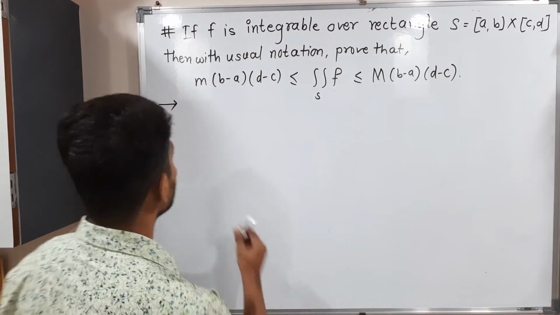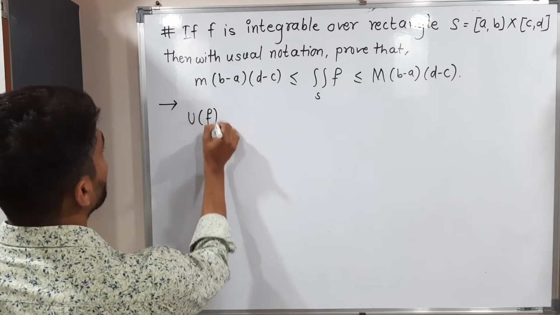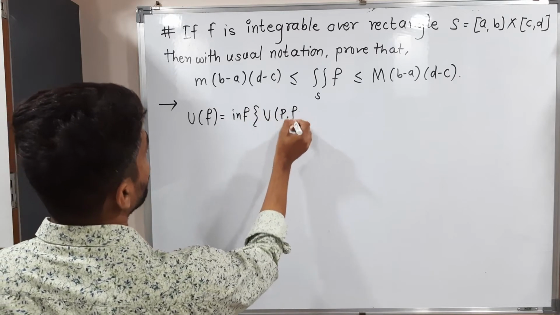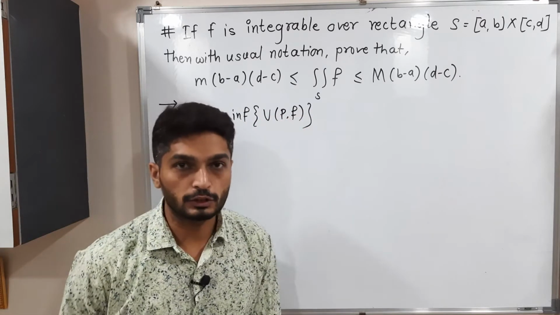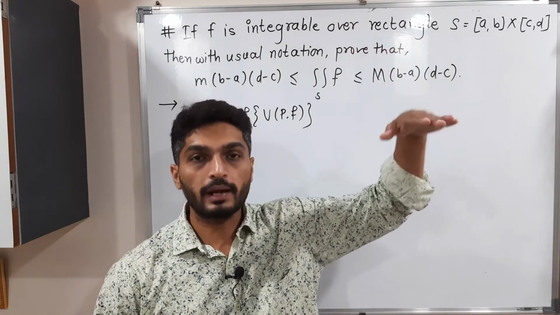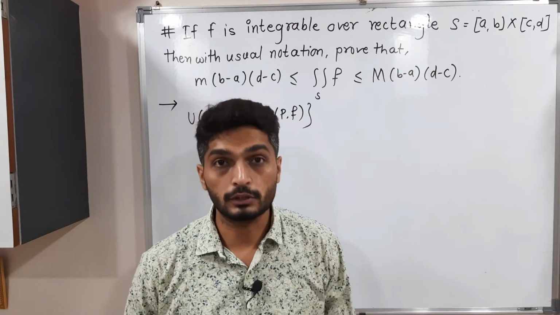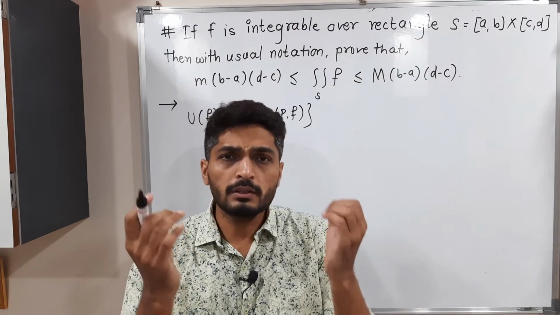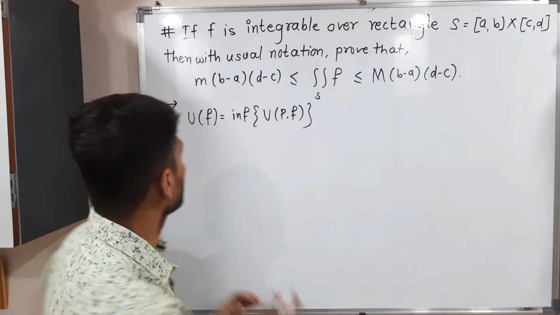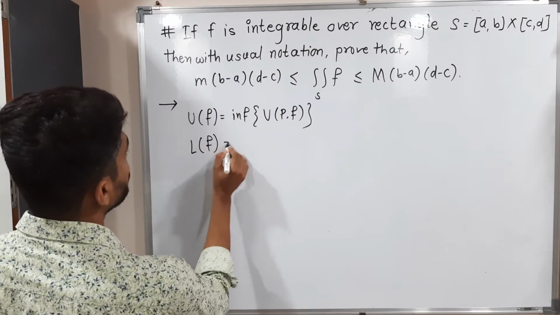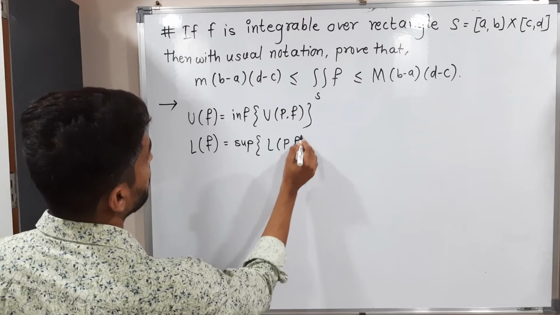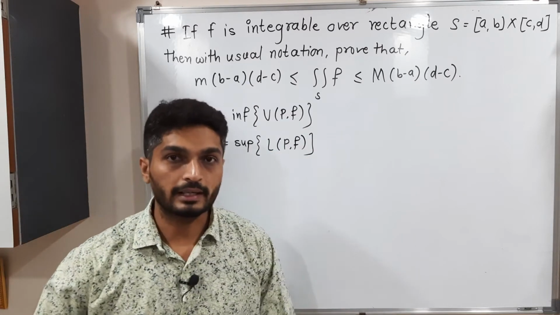Okay, so the next one is UF. That means the infimum of UPF, where P is any partition of rectangle R. So we have upper sums, but if you change the partition, the value of the upper sum will be different. So whatever its minimum value, that will be UF. Can you guess what LF is? For LF we take exactly the opposite thing. Here we take the infimum, but here we take the supremum of LPF, where P is a partition of rectangle R.